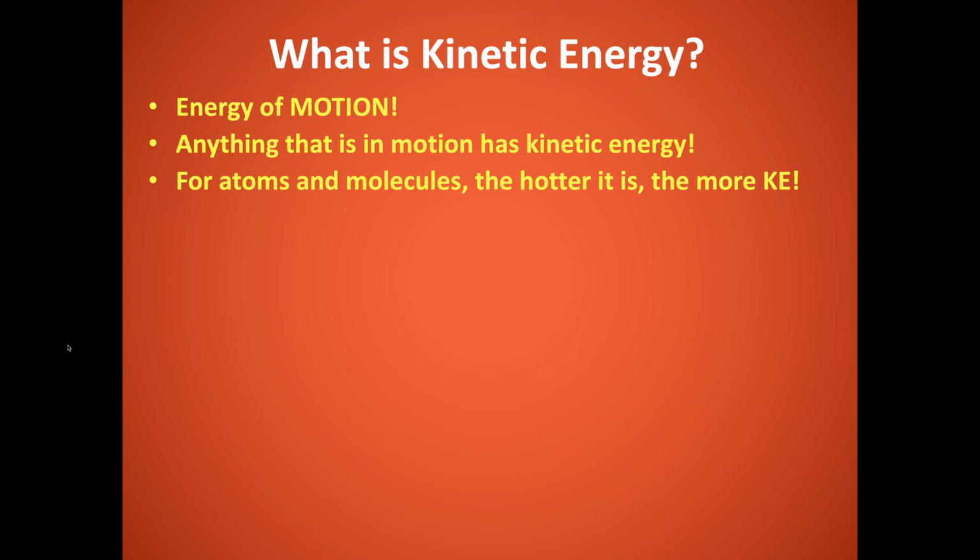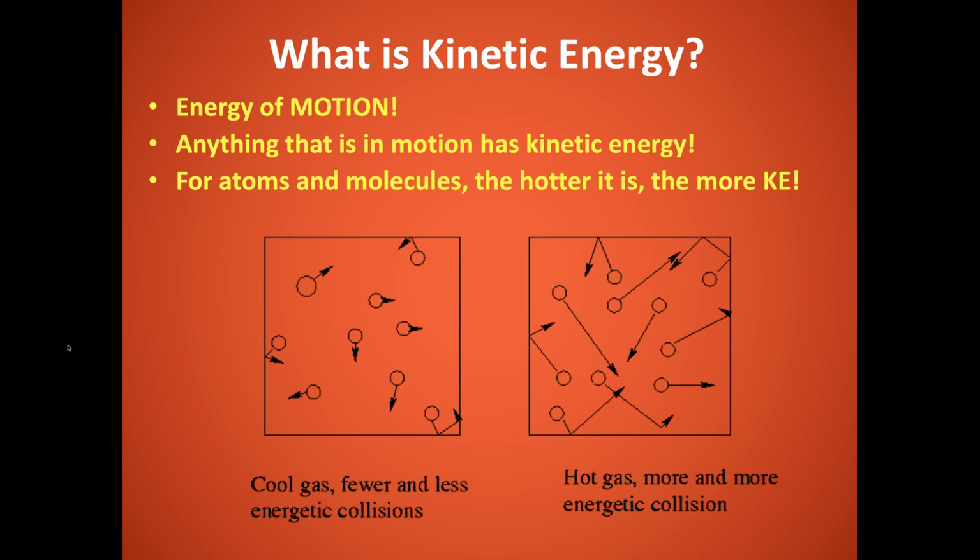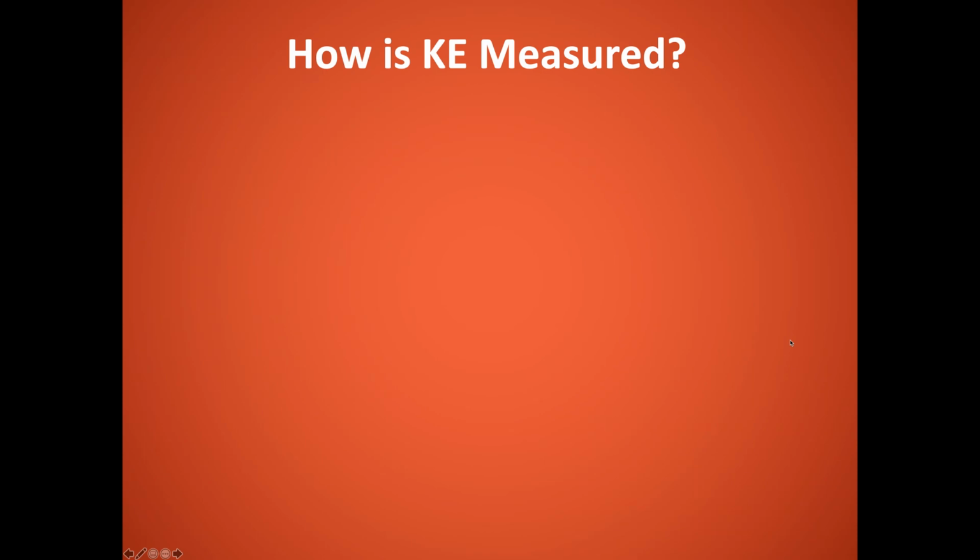The hotter it is, the more kinetic energy there is. So temperature is a measurement of the amount of kinetic energy you have. So cool gas, that gas is cool, man, has fewer and less energetic collisions because the molecules have less kinetic energy, as opposed to hot gas, with more and more energetic collisions caused by the fact that these molecules have a greater amount of kinetic energy. If we were to put a thermometer in, the cool gas would have a lower temperature, the hot gas would have a higher temperature.